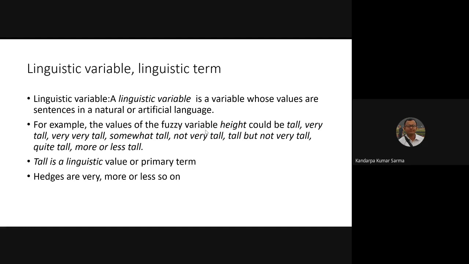Then there is one more term called a linguistic variable or linguistic term. A linguistic variable is a variable whose values are sentences in a natural or artificial language. So if you want to represent cases like tall, very tall, very, very tall, somewhat tall, not very tall, tall but not very tall, quite tall, more or less tall. Here we can say that tall is a linguistic value or a primary term. So hedges are very, more or less, and so on. So these terms can be used for representation by the use of the fuzzy system.